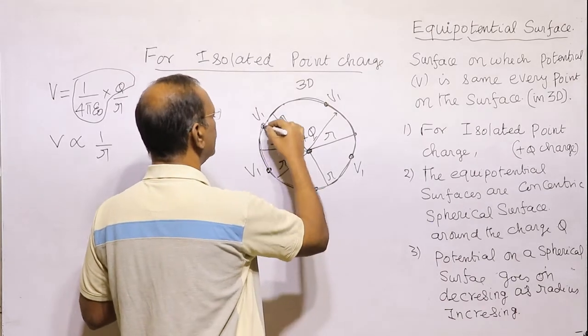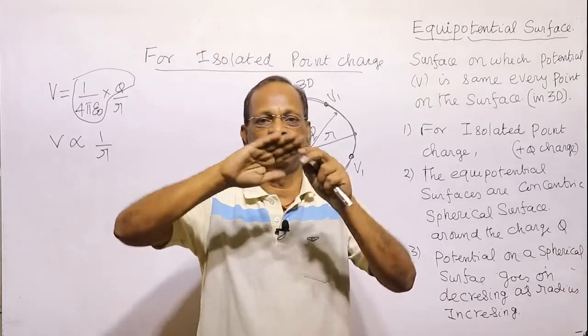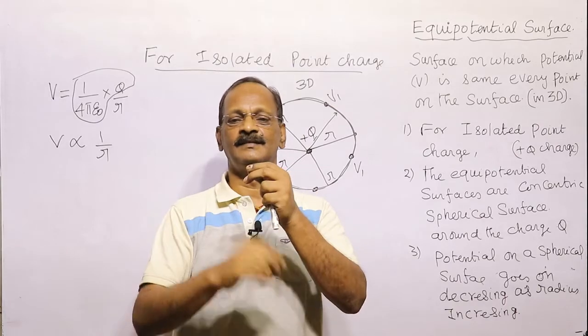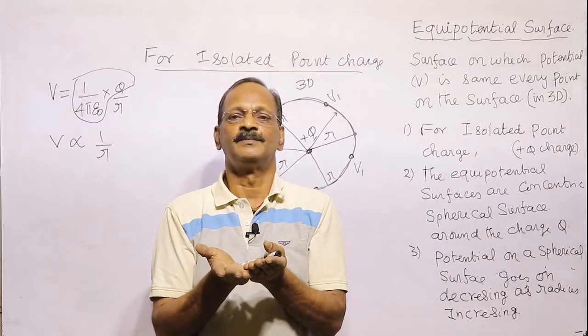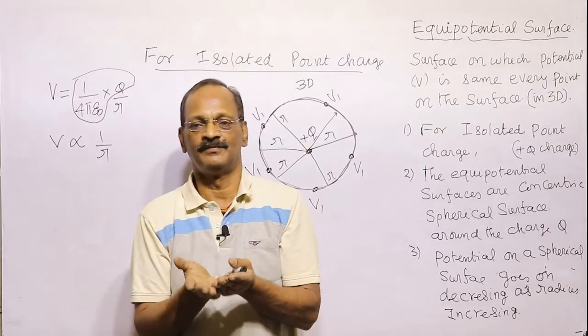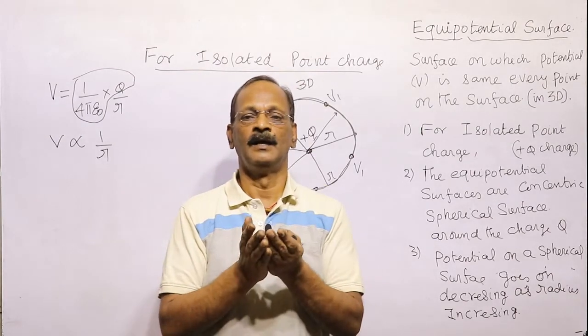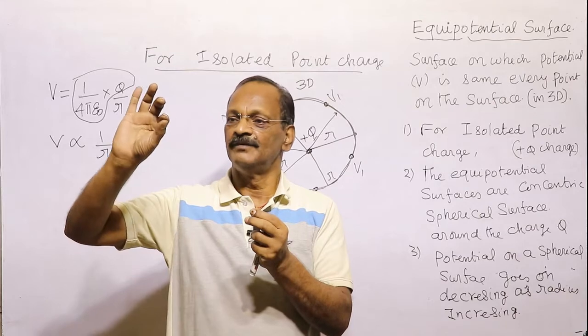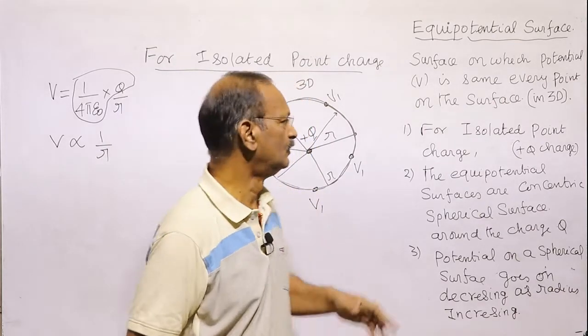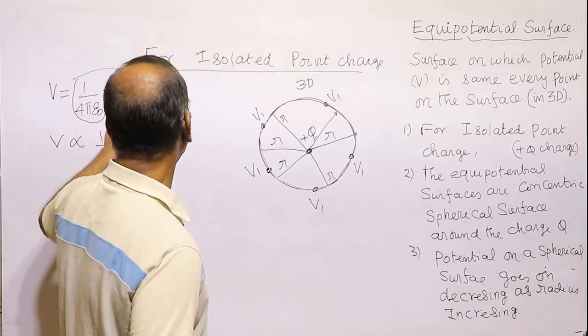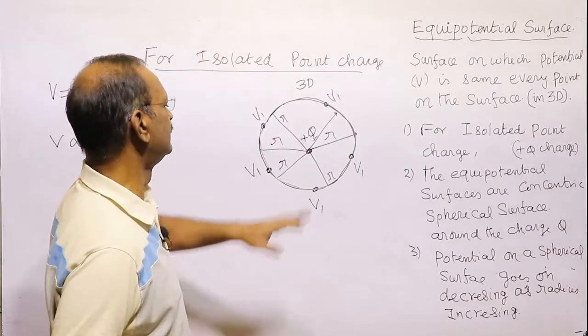This is a spherical surface, going this way and that way in all directions. So it will form a sphere. The equipotential surface will be a sphere on which, at every point, the potential is the same, which is equal to 1 by 4 pi epsilon naught q divided by the distance.